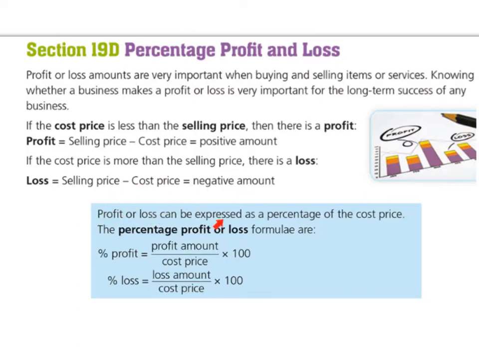Profit or loss can be expressed as a percentage of the cost price. The percentage profit or loss formulae are: percentage profit equals profit amount divided by cost price multiplied by 100, and percentage loss is loss amount divided by cost price, again multiplied by 100.